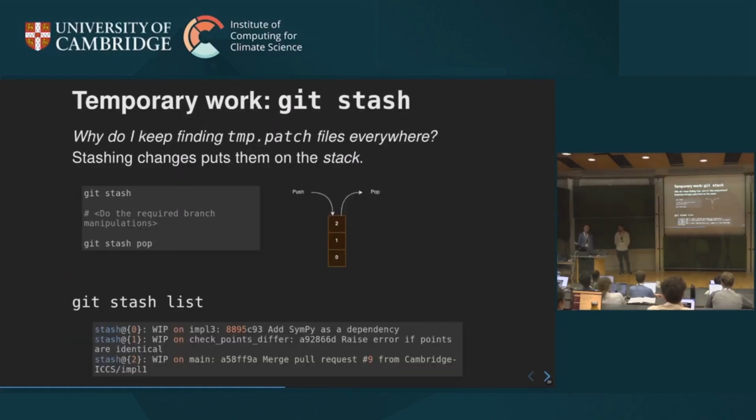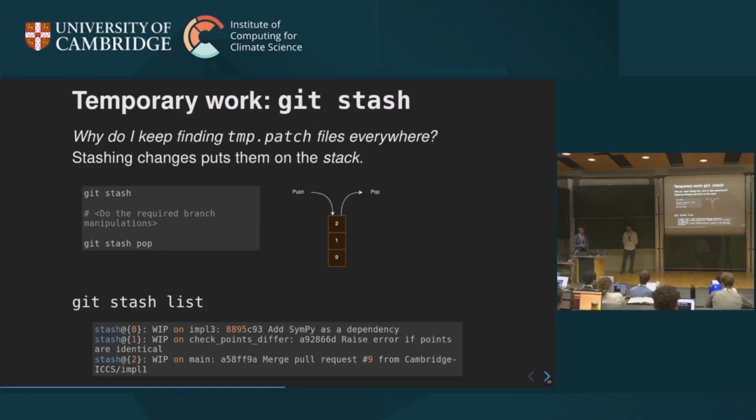So, as we said, one option for handling temporary work is to use these patch files. But what if we find all these things called temp.patch everywhere? I can admit that's happened to me in the past, where you've got all these random patch files and you can't really remember what they're for. It seems to be not the greatest way of doing things. Another way is to use git stash.